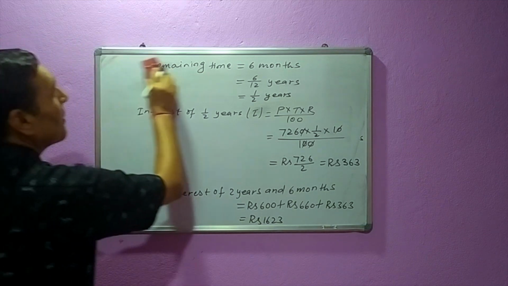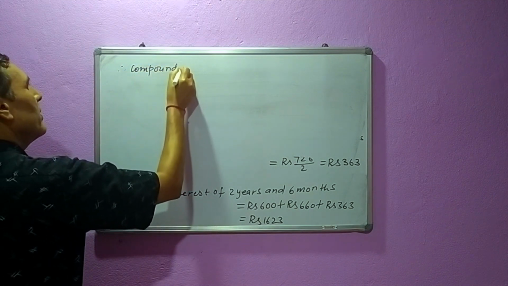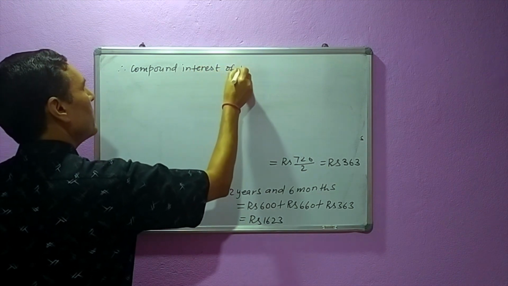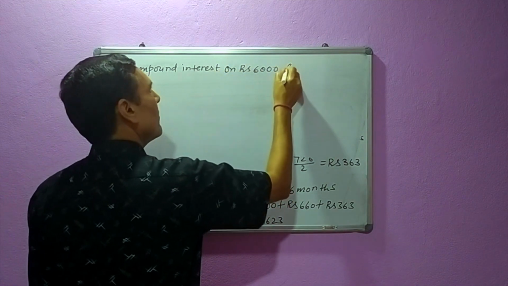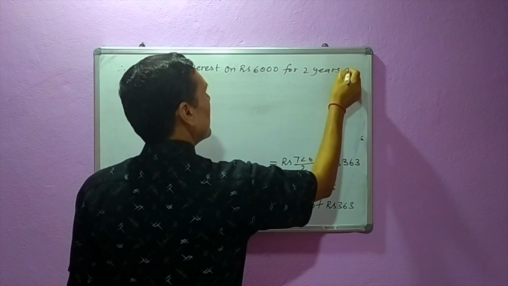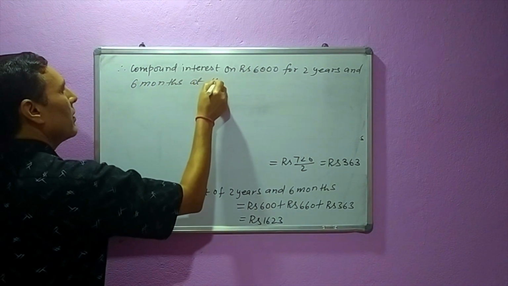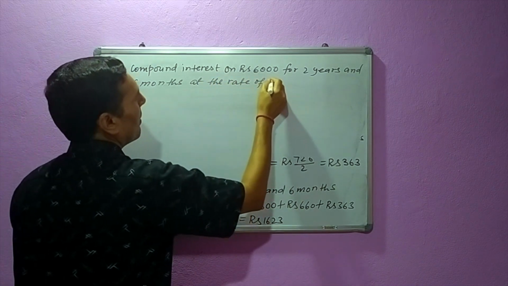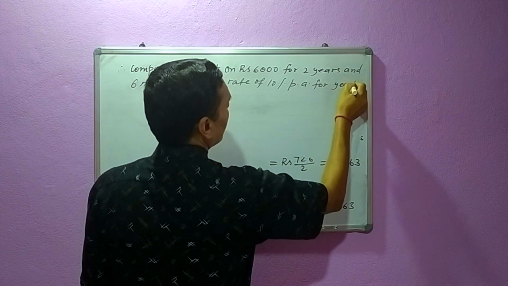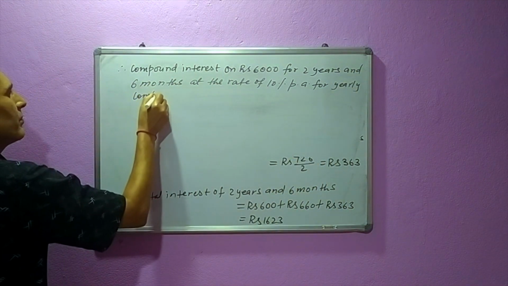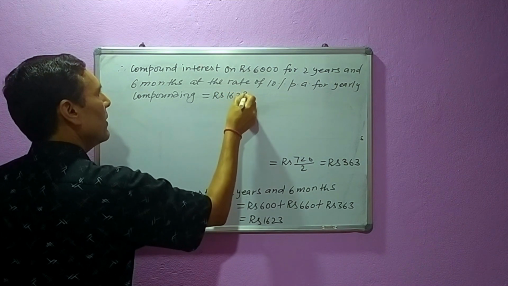Therefore, compound interest on rupees 6,000 for 2 years and 6 months at the rate of 10% per annum for yearly compounding is equal to rupees 1623.